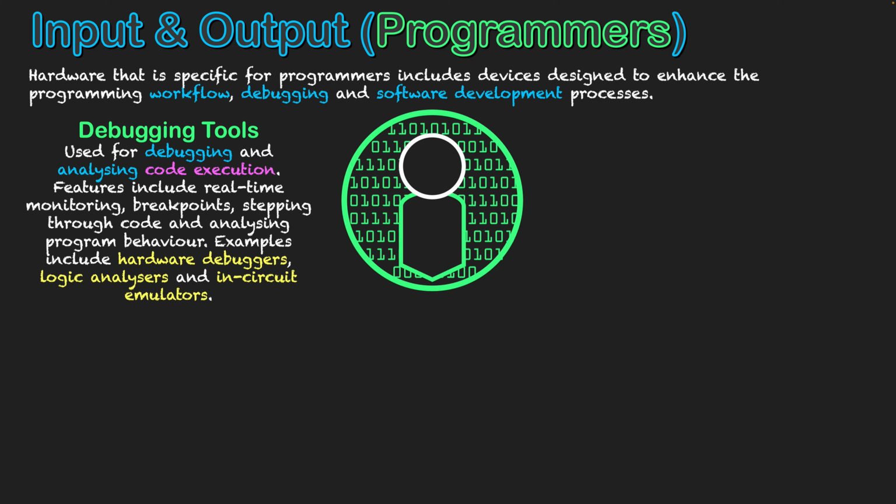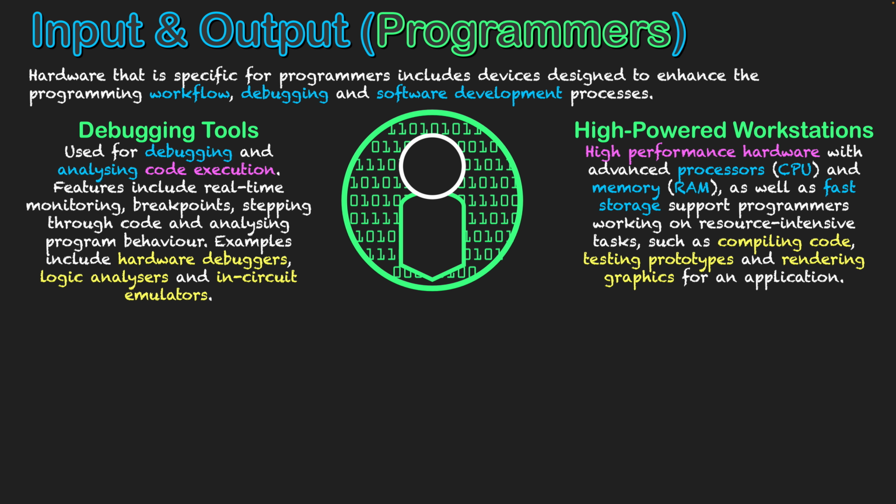made for. The next category that you might be very familiar with is that of specifically having high-powered workstations. High-performance hardware with advanced processors, such as a high-powered CPU, as well as memory, a large capacity of memory that controls the amount of live data on screen, as well as fast storage. These days, solid-state drives that make use of flash memory support working on resource-intensive tasks, which is commonly done by programmers because they are programming for larger systems.